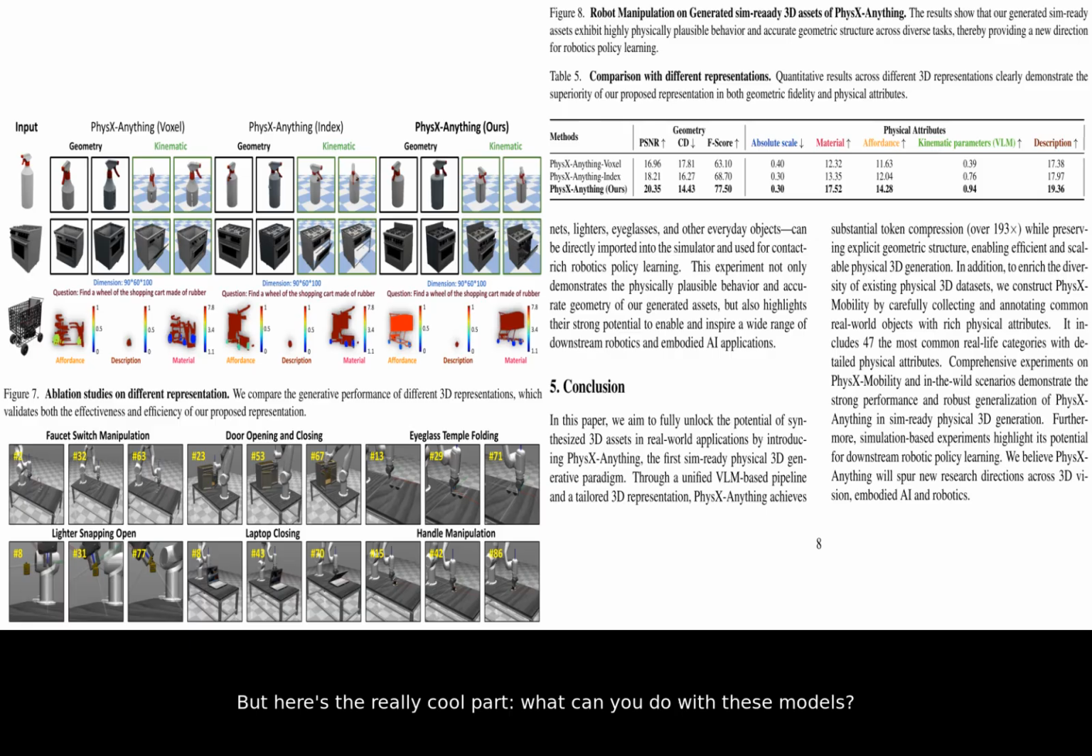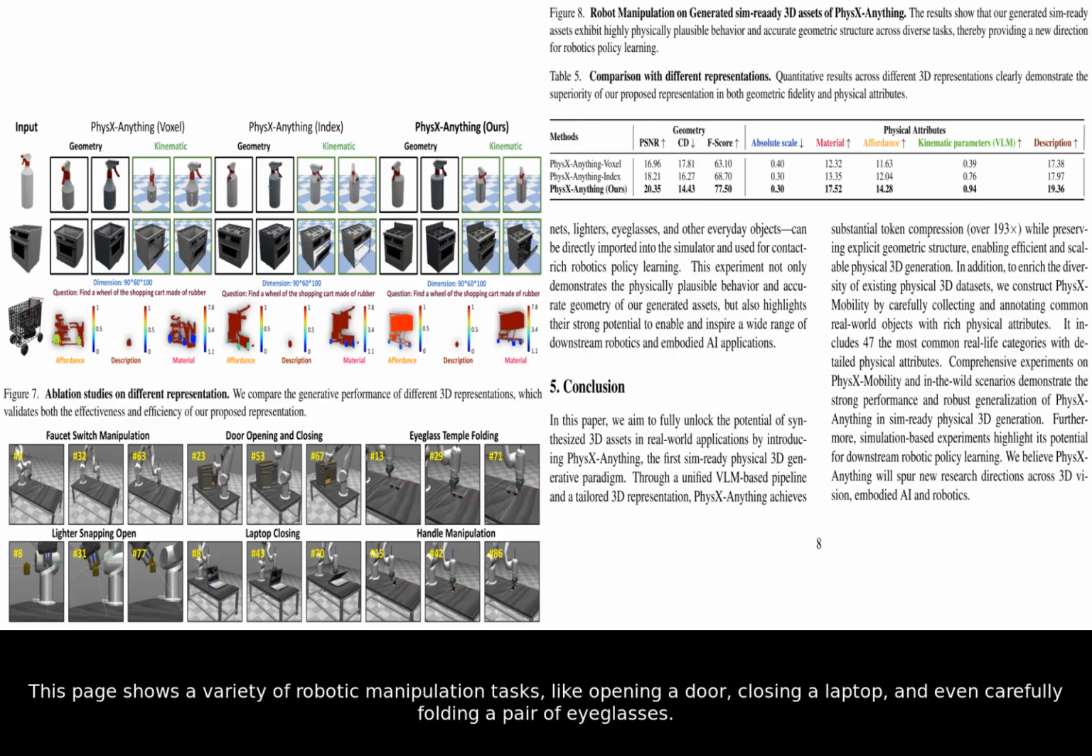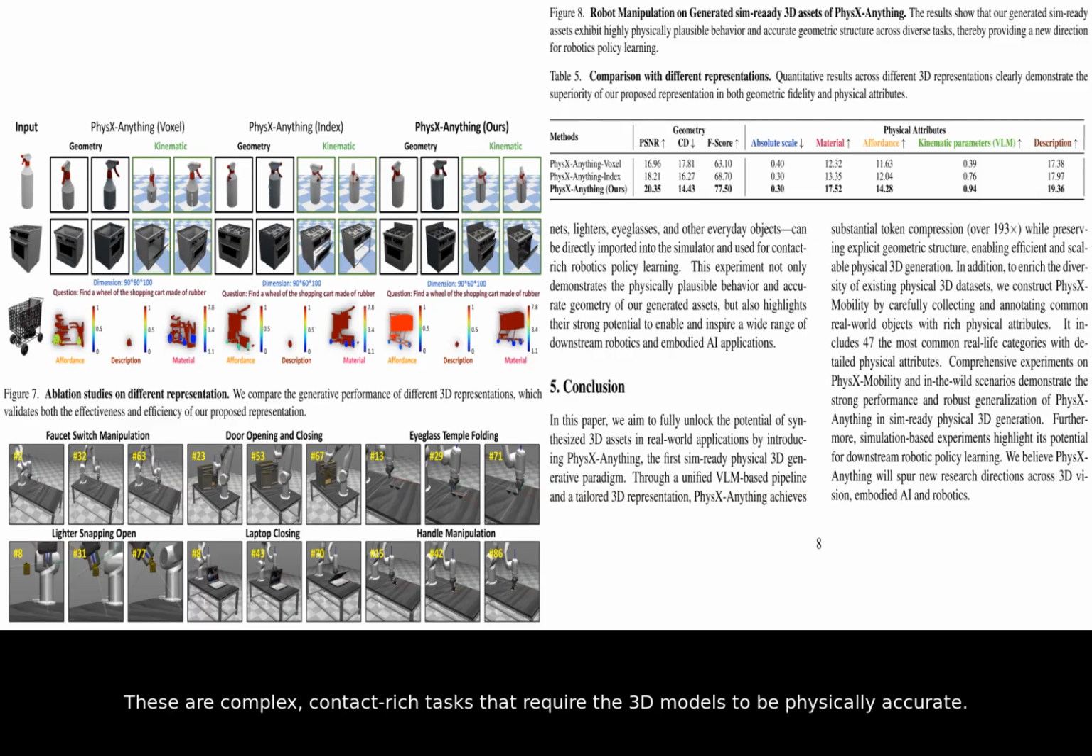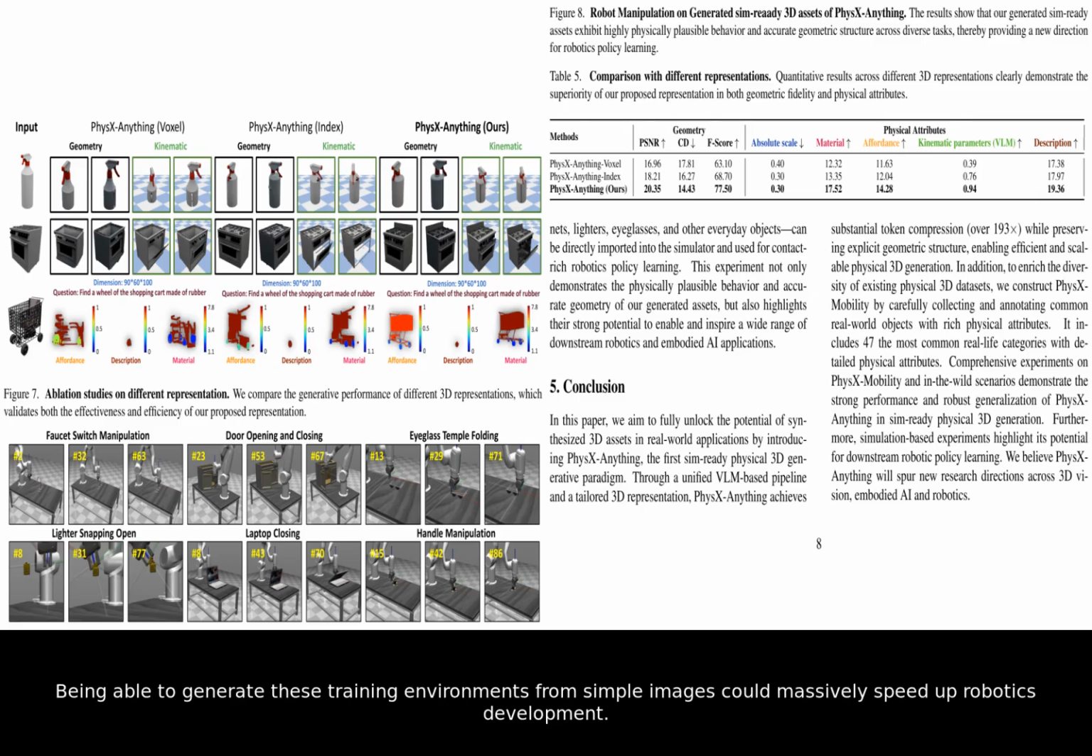What can you do with these models? Because they are simulation-ready, they can be dropped directly into physics engines to train robots. This page shows a variety of robotic manipulation tasks, like opening a door, closing a laptop, and even carefully folding a pair of eyeglasses. These are complex, contact-rich tasks that require the 3D models to be physically accurate. Being able to generate these training environments from simple images could massively speed up robotics development.